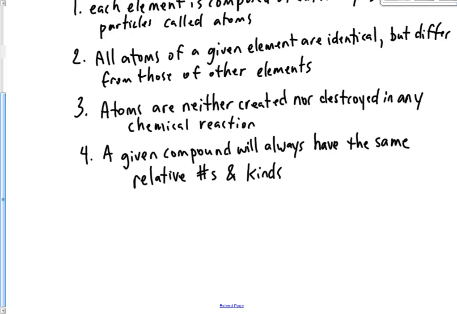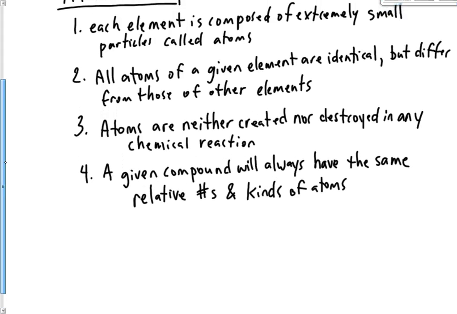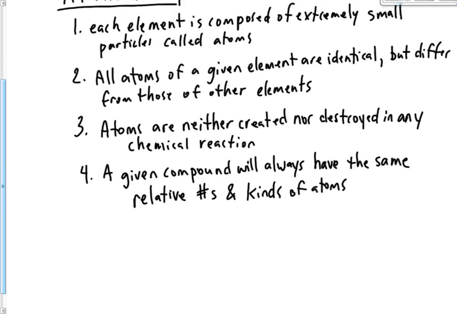So if you look at these, really none of them are his own thoughts. Okay. Each element is composed of extremely small particles called atoms. Democritus came up with that first, 1,000, 2,000 years ago, before him. All atoms of a given element are identical but different from those of other elements. That's pretty much the one that could be called his own.